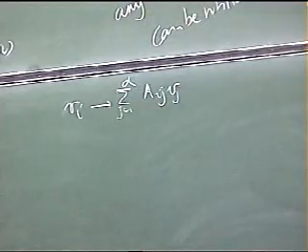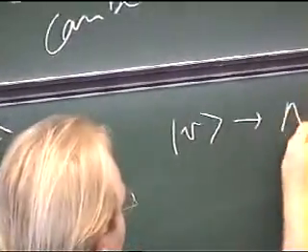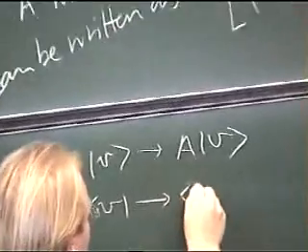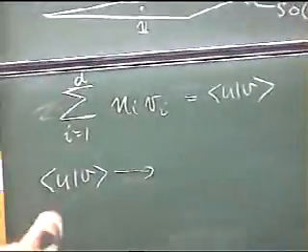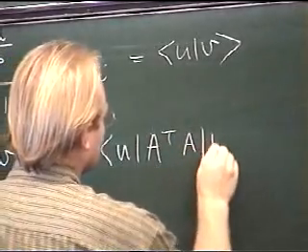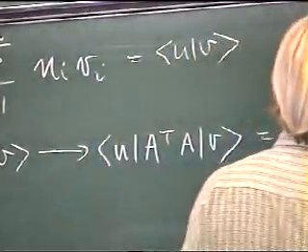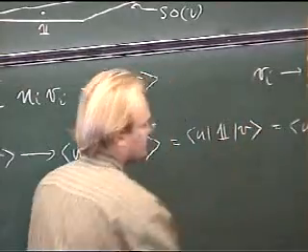How would this transform? Well, if we look at <u|v>, what would this turn into? So here, of course, this means that |v> goes into A times |v>. And if I take the transpose of that equation to get the equation in terms of the bras, I would get <v| would go into <v|A transpose. Okay, so what would this go into? Well, this would go into <u|A transpose A|v>. And if this is really going to be invariant, well, this has to be equal to <u|v>. I'm going to write <u|v> in a slightly different way. I'm just going to write this as <u| times the identity times |v>.